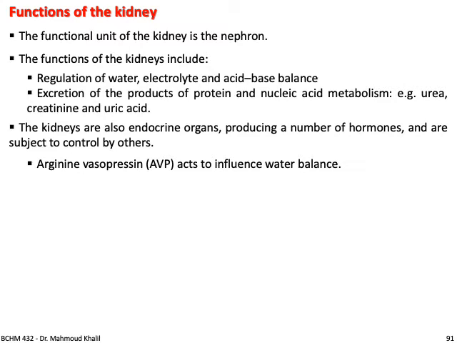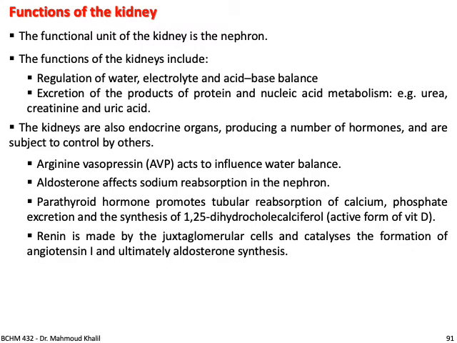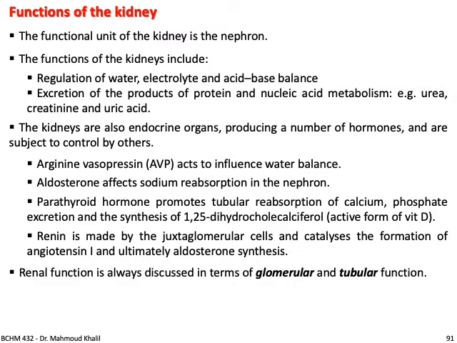AVP acts to affect water balance. Aldosterone affects sodium reabsorption in the nephron. Parathyroid hormone promotes tubular reabsorption of calcium, phosphate excretion, and synthesis of 1,25-dihydroxycalciferol, which is the active form of vitamin D. Renin is made by the juxtaglomerular cells and catalyzes the formation of angiotensin 1 and ultimately aldosterone synthesis.